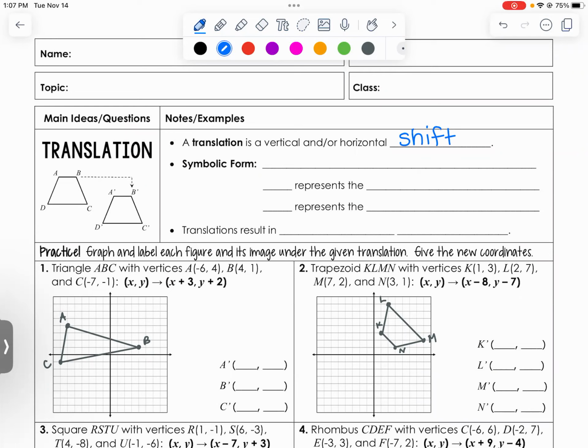Shift. What's it? What's the date? Today is November 14th. Just make sure that gets thrown away. Okay.